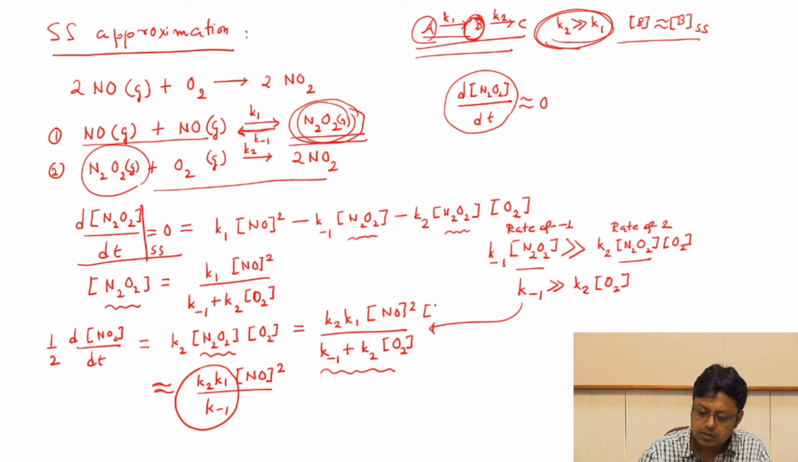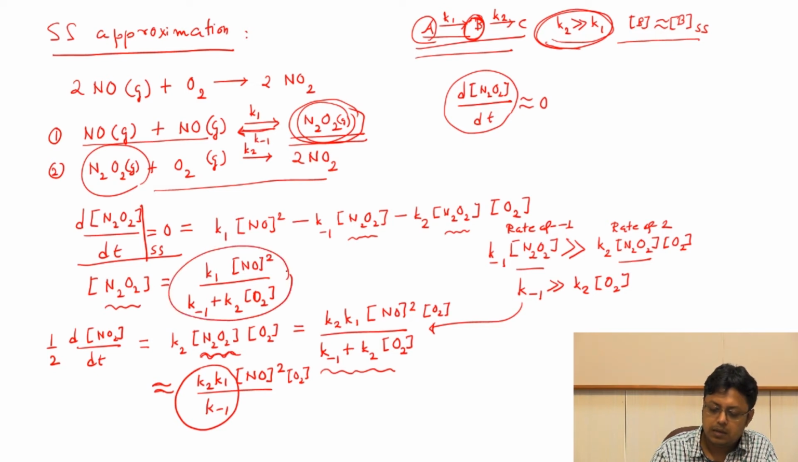There will be oxygen also. We missed the oxygen here. Yeah, so we just replaced the N2O2 by the steady state concentration, which is here, and there was a K2 times oxygen. So this is the K2 and this is the oxygen.